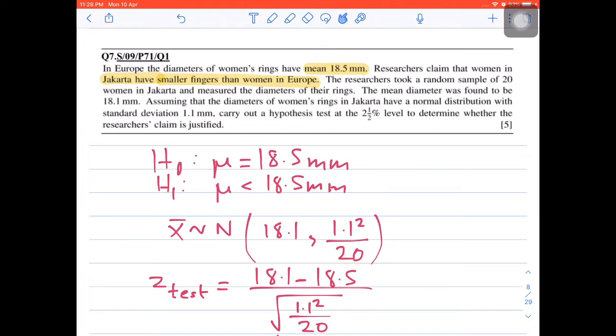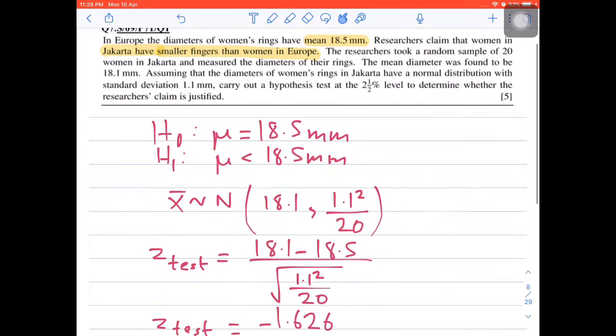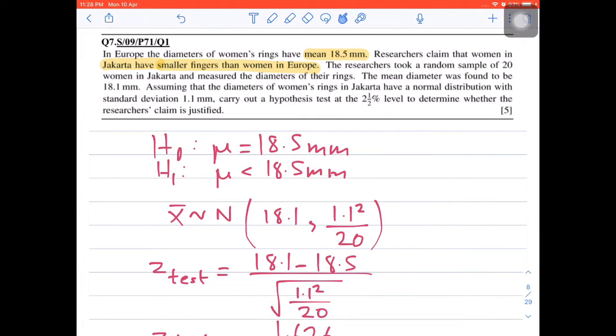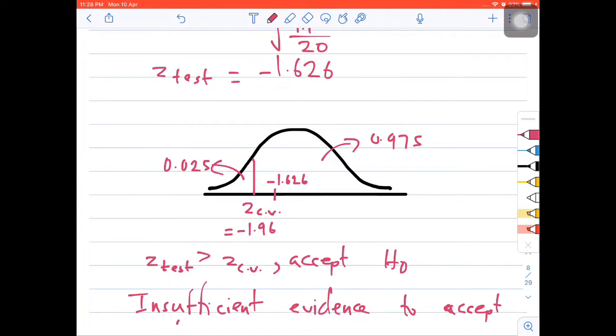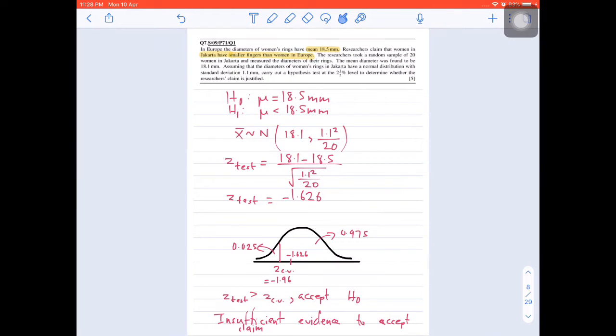Now in terms of the situation, the researchers' claim was that the women in Jakarta have smaller fingers. That was the alternate hypothesis, but we've accepted the null hypothesis. So that means that we're rejecting the researchers' claim. So there was insufficient evidence to accept the researchers' claim. Because the researchers' claim was that the mean size is smaller than that, but we're not accepting that. So there was insufficient evidence. I'm just writing insufficient evidence to accept researcher's claim. I hope this question is clear.